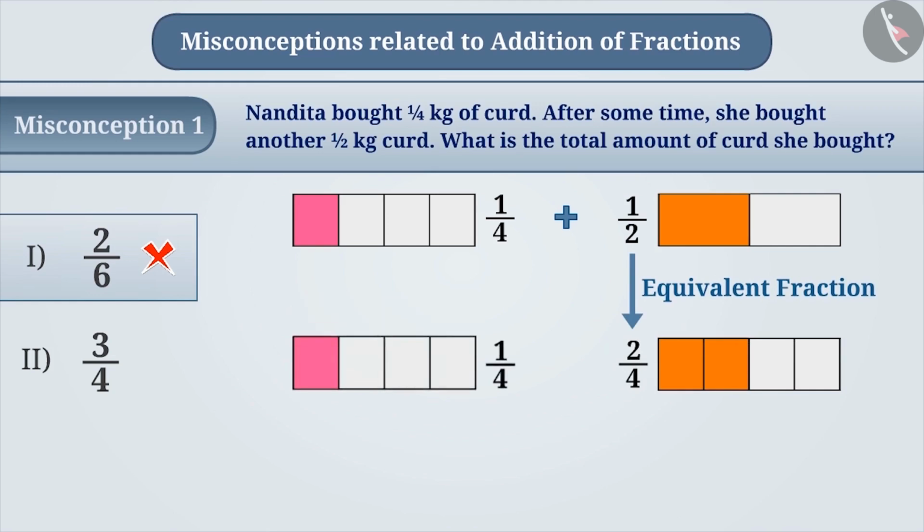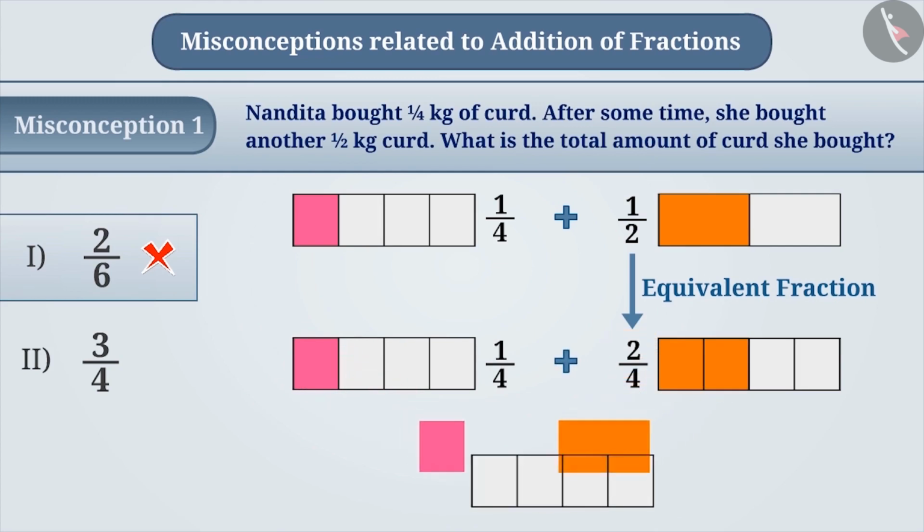The size of the parts in both figures is equal now. So, we can add 1 by 4 and 2 by 4 directly. We will get 3 shaded parts by addition. Therefore, the sum of 1 by 4 and 1 by 2 is 3 by 4.